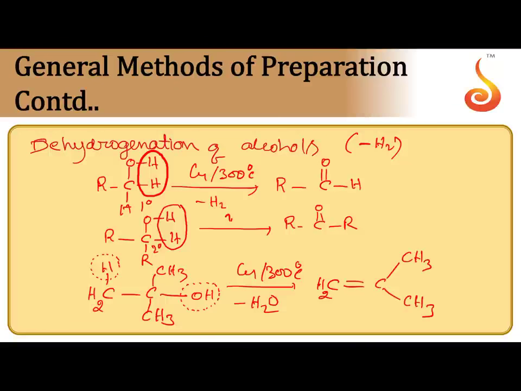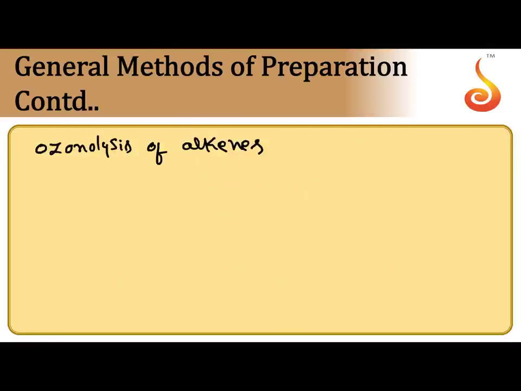So you remember, producing alkene. When tertiary alcohol is used, instead of dehydrogenation, dehydration takes place, producing alkene. That is about the preparation methods from alcohols. Next one, preparation of aldehydes and ketones from alkenes by ozonolysis.